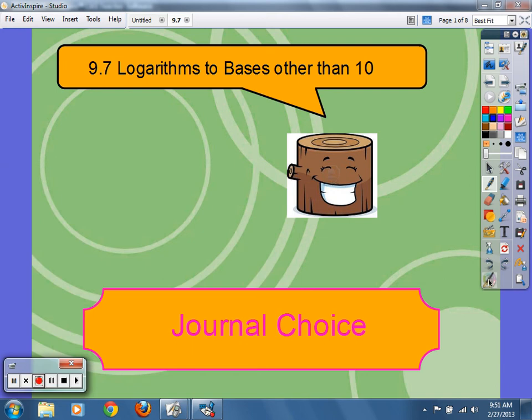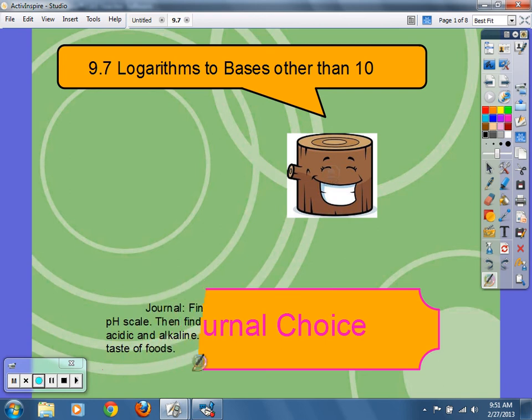Hi guys, these are your notes for section 9-7. We're going to talk about logarithms today that aren't the common log, that are of base 10, a base other than 10, excuse me.